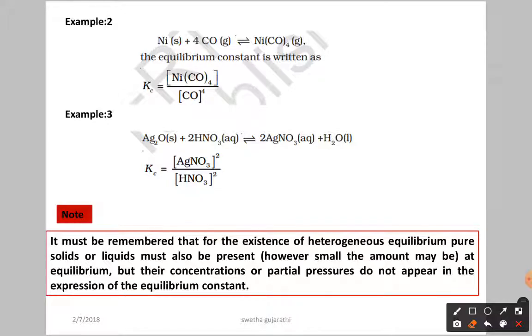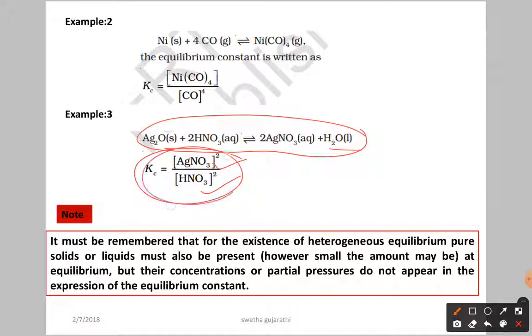So what you are doing here is simply excluding the pure solids and liquids. It doesn't mean they are not there. Definitely they will be in the equilibrium. Simply, you are going to simplify the equation, that's it, but definitely in the equilibrium all are present.